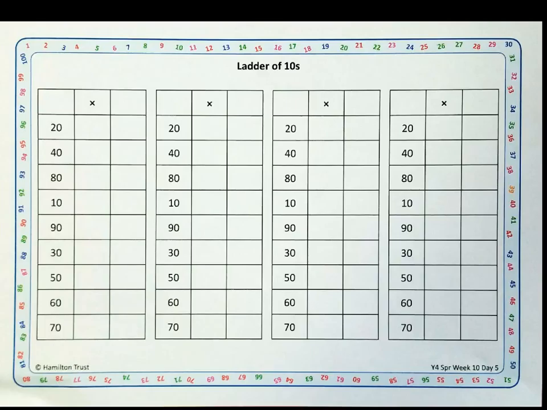Right, the Ladder of Tens. That simply means that you're going to look at this number here, and you're going to multiply it by any random set of 10. The idea is to reinforce that if, for example, we know what 2 times 4 is, obviously that's 8, then we should be able to work out what 2 times 40 is, and what 20 times 40 is, and so on.